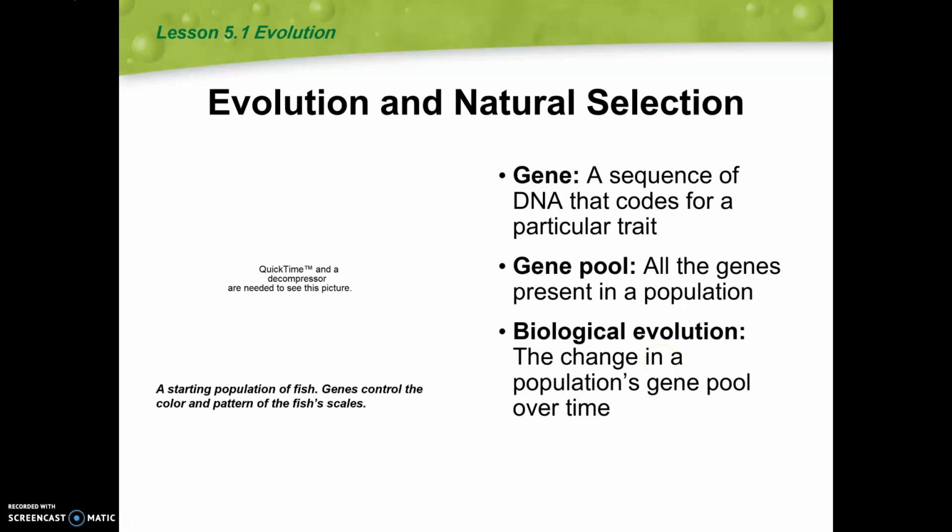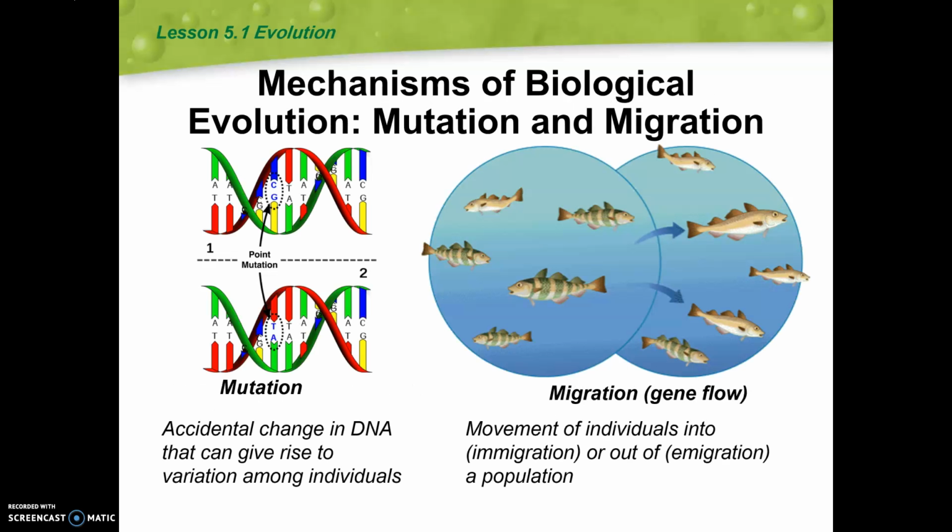So let's talk about a few factors that can be involved with biological evolution. The first one is mutation. That is an accidental change in the DNA that can give rise to variation among individuals. So if we take a look right here, we can see there is a mutation happening within this DNA. So it's possible that it changed this brown-haired person to maybe a blonde-haired person. And if that is beneficial, that trait is going to keep being passed on and passed on.